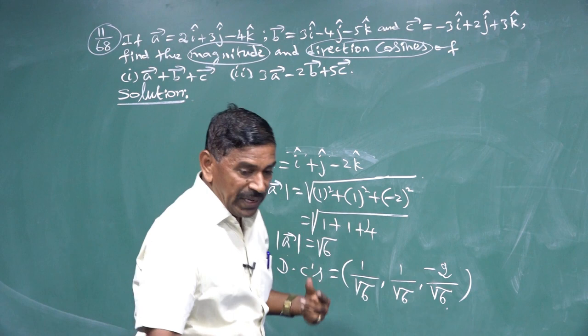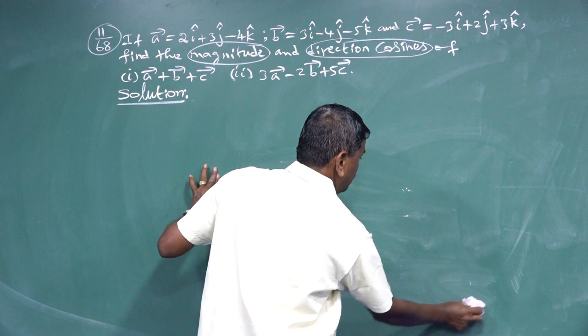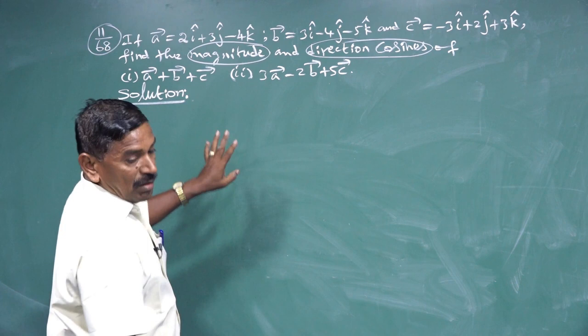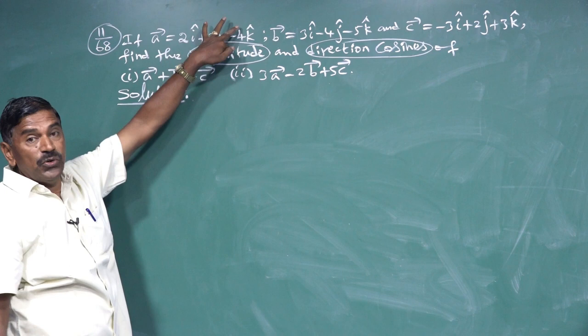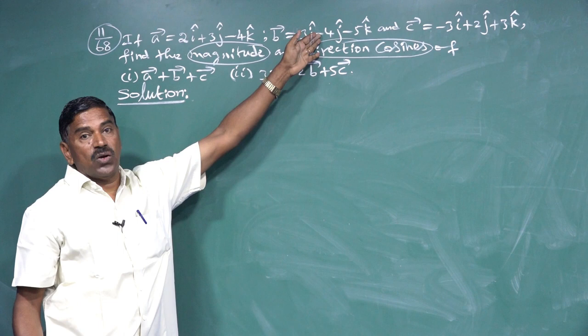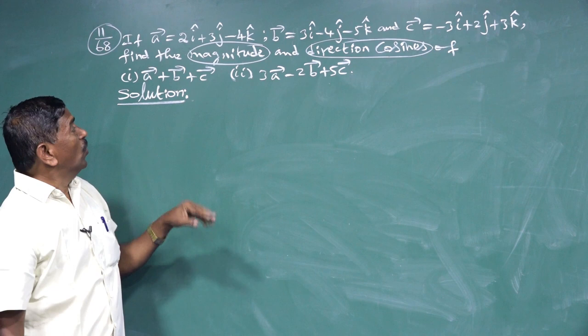Okay, now come to our question. Find the magnitude of a vector plus b vector plus c vector and the direction cosines of a vector plus b vector plus c vector. Magnitude is nothing but modulus. Direction cosines are the i, j, k coefficients of a vector plus b vector plus c vector in the numerator, and the modulus value in the denominator. First of all, we want to find the sum a vector plus b vector plus c vector.